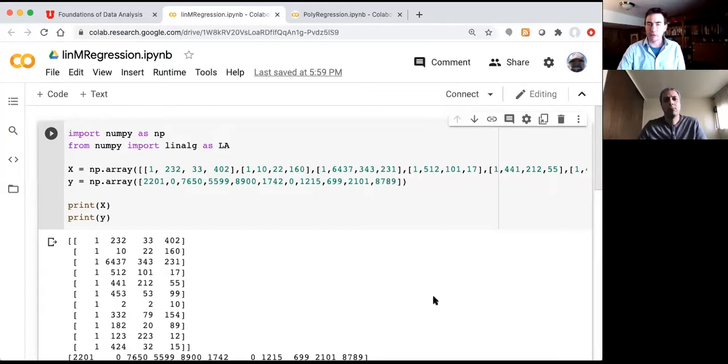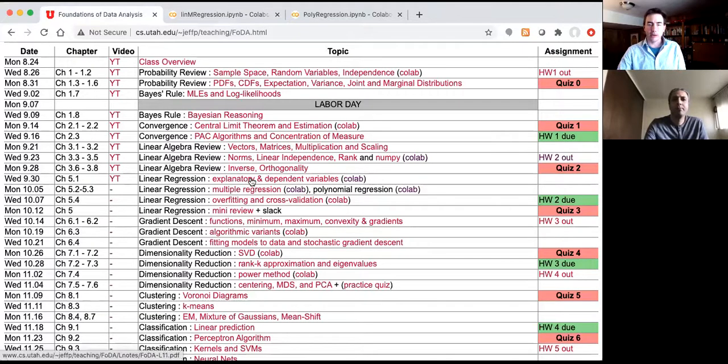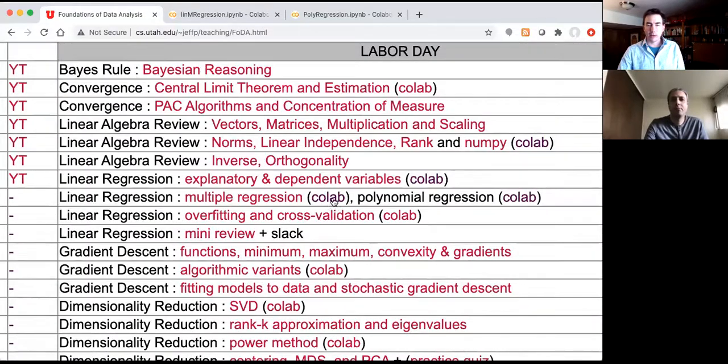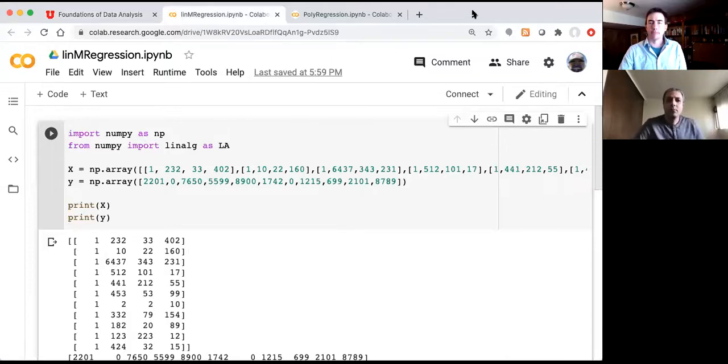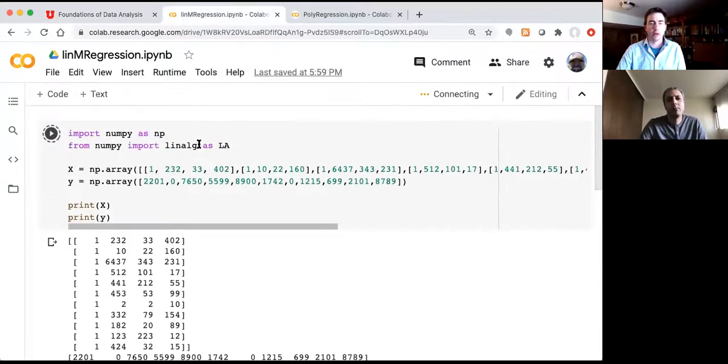Okay, great. So hopefully you can now see this IPython notebook. Again, this is happening in this Colab file, and the second one we're going to go through is right here. So we're going to import NumPy, and we'll use this linear algebra package LA. And the first thing I've done is I've just loaded in exactly the same data I showed you on the slide just a second ago.